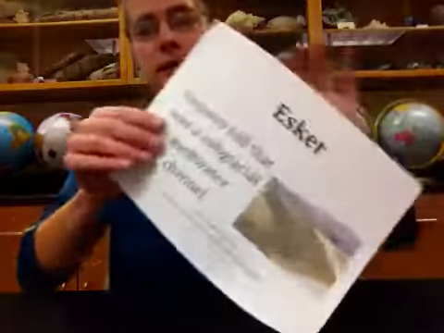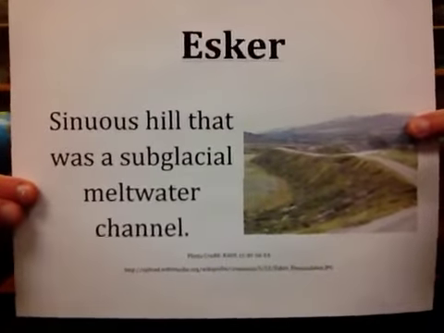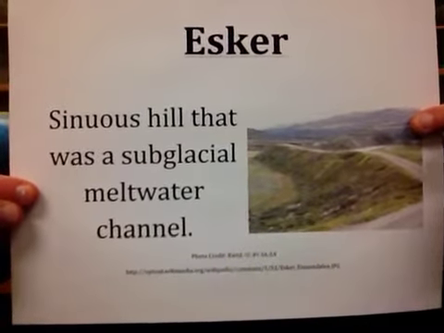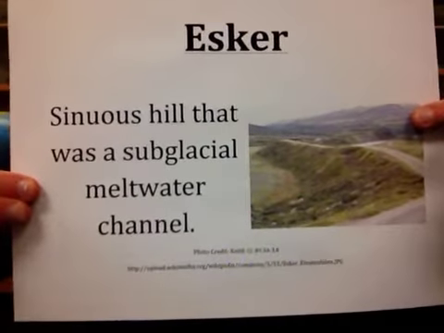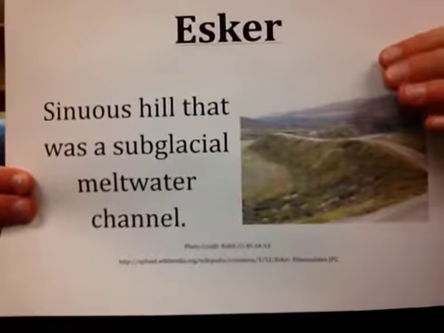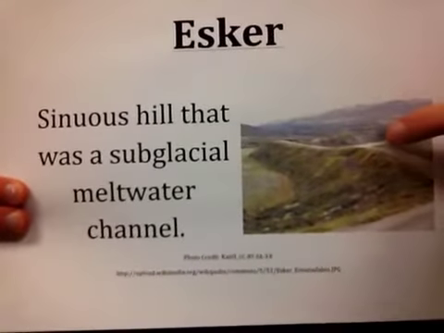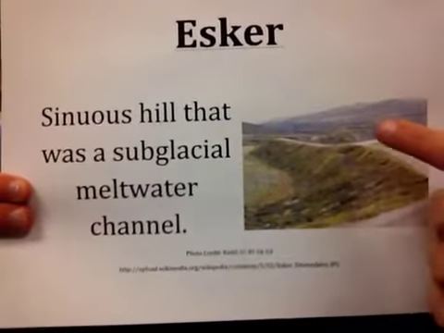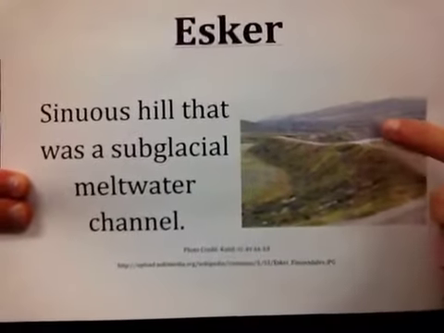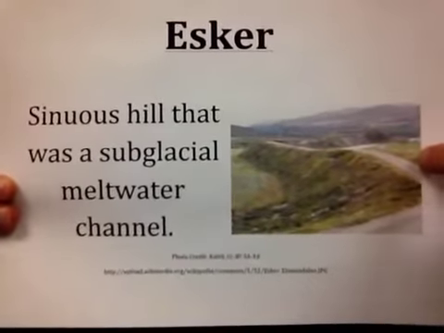The next depositional feature we have is called an esker. An esker is a sinuous hill of sediment that represents a meltwater channel. So in the past, think of this area being covered with a thick ice mass, a glacier. The glacier is melting, and along the bottom of the glacier there's a meltwater channel that's coming out and feeding the water out from the glacier. This esker is sediment that has filled in that meltwater channel.